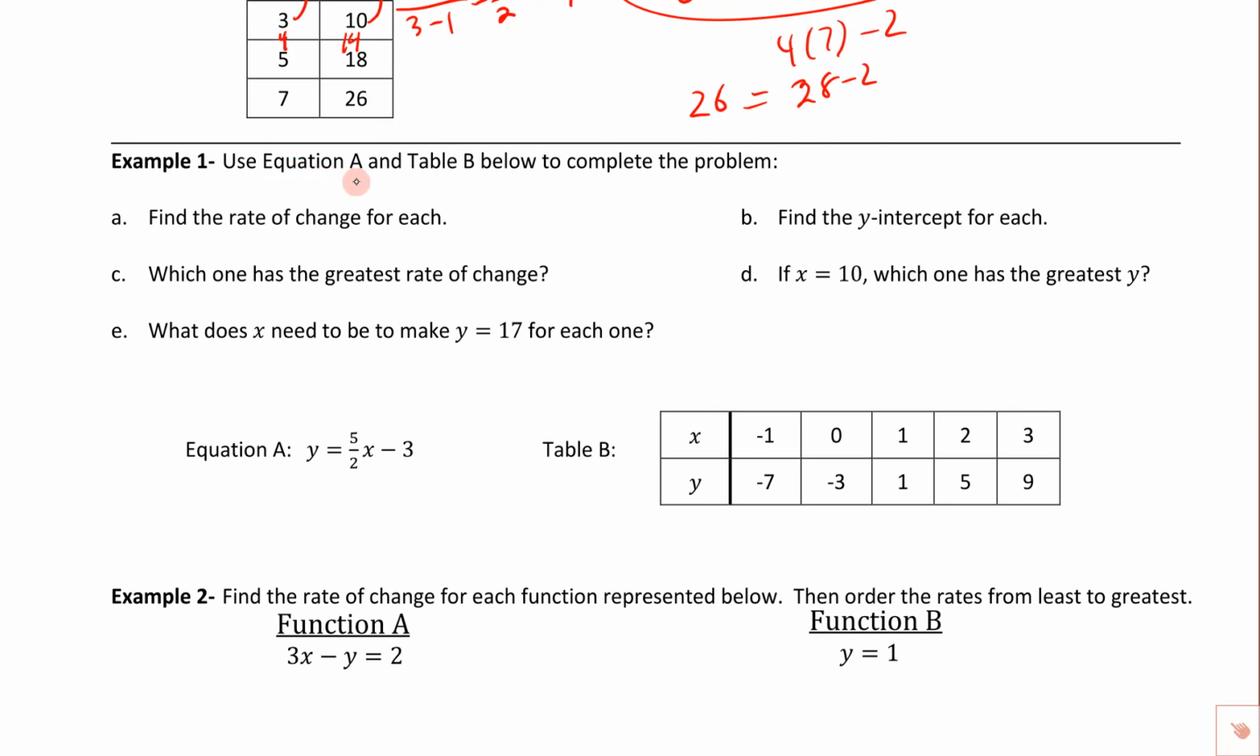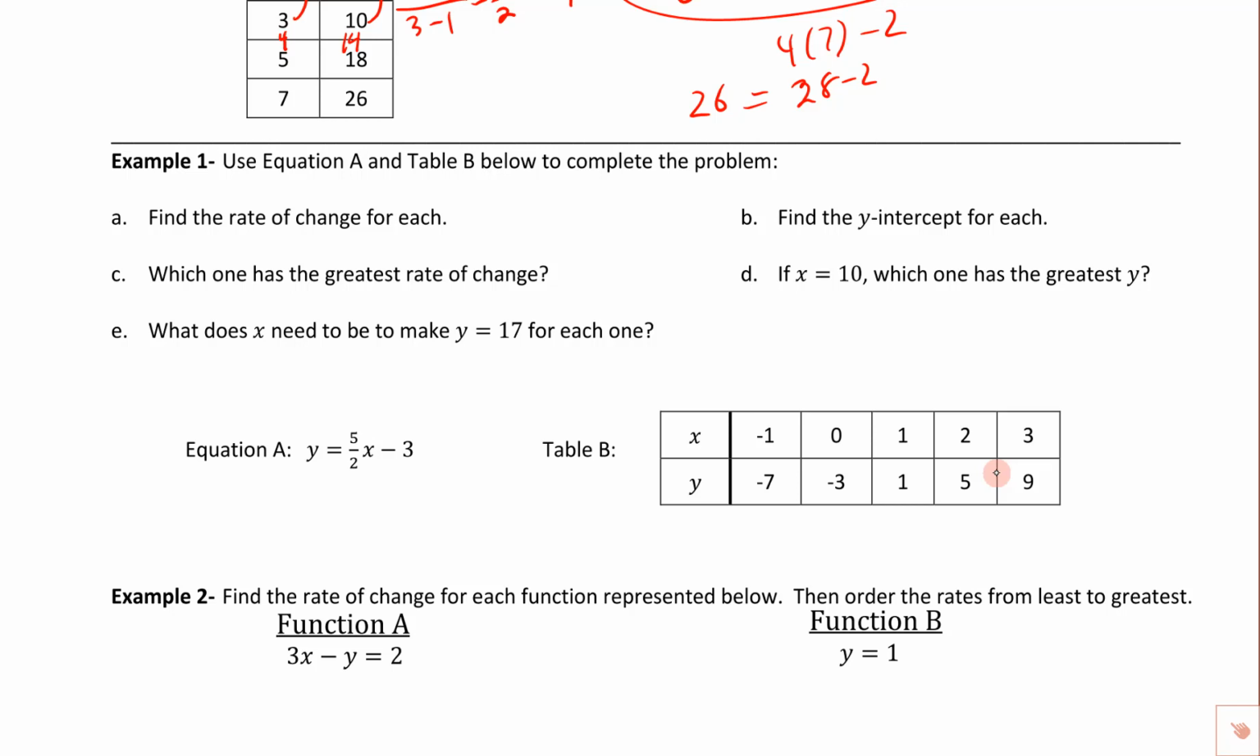So it says use equation A and table B below to complete the problem. It says find the rate of change for each. On this one, this is equation A, and this is table B. And you'll notice that this table runs horizontally, so we're going to need to be a little bit careful with that. I think this is the first time we've seen those, but you will see occasionally data presented that way.